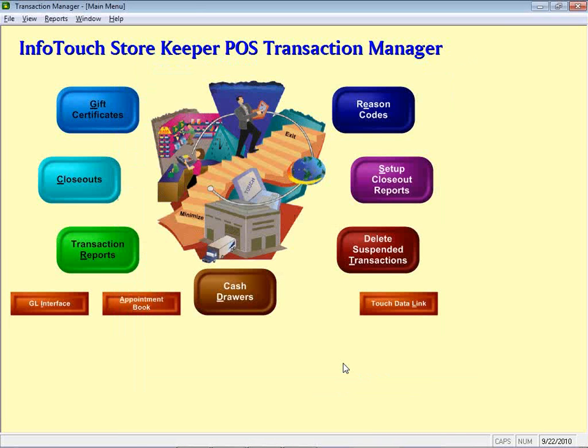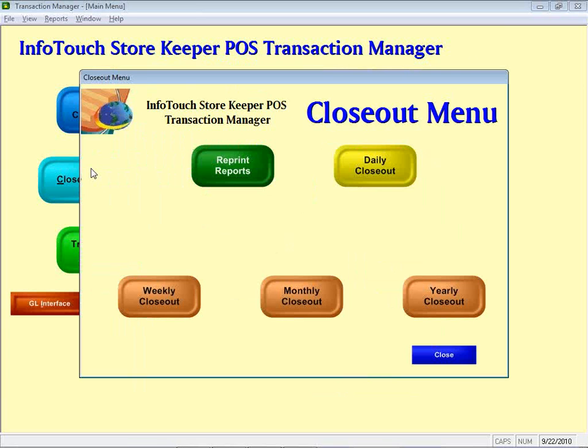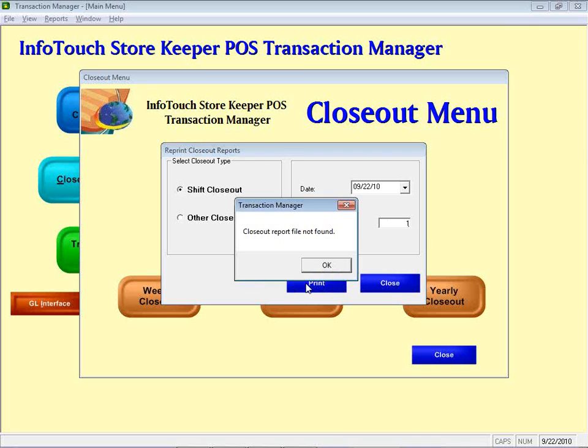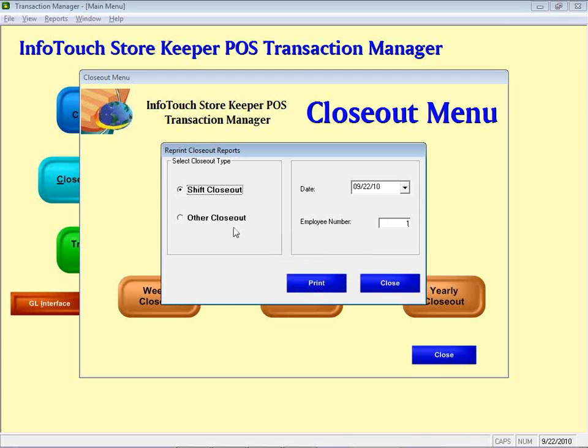Okay, so the final button here that we haven't covered is closeouts themselves. And as I mentioned, we have the 4 different types of closeouts. We also have the option to reprint those reports that were either printed or saved. And they come in 2 flavors. One is the shift closeout. That's the one where you balance your cash drawer at the register, in which case you give us a date and you give us an employee number, because we don't want to print them out for everybody. We're looking for employee number 1 or what have you. And you hit print, and it'll print.